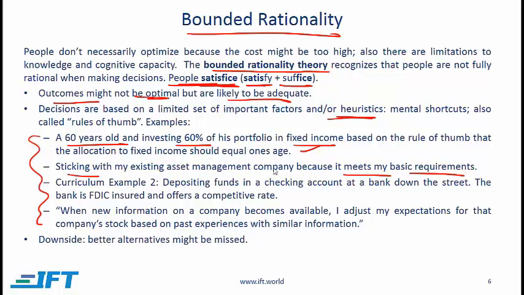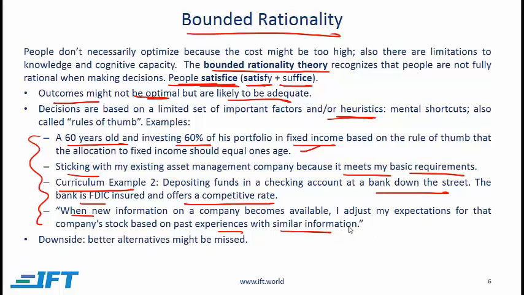If you look at the curriculum example 2, we have an individual who is depositing funds in a checking account at a bank down the street. The bank is FDIC insured and offers a competitive rate. So basically this person is looking for a bank where his deposits are insured. He also wants a reasonable rate. Now, rather than looking at every possible bank in the city, he goes with the bank down the street that seems good enough. "When new information on a company becomes available, I adjust my expectations for that company stock based on past experiences with similar information."